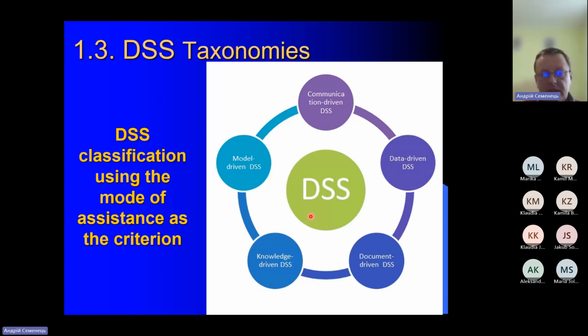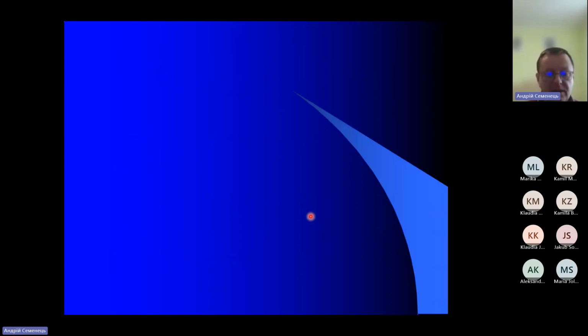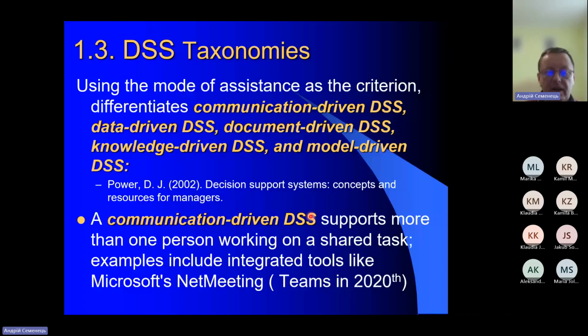Okay, mode of assistance: communication-driven, data-driven, document-driven, knowledge-driven and model-driven DSS. In fact, some of those things, in my personal opinion, are not exactly related to DSS, for example communication-driven DSS, but okay, by the authors of the textbooks that I have used as a source for the lecture, it is. It's a relatively old book, but still applicable.